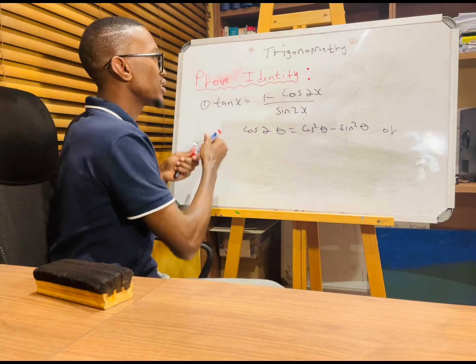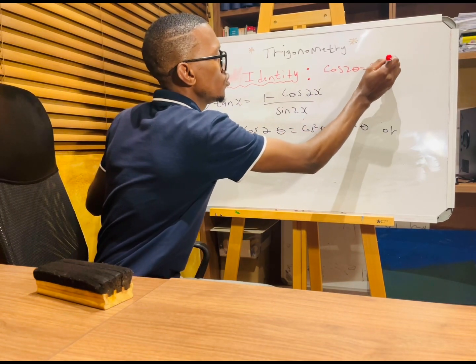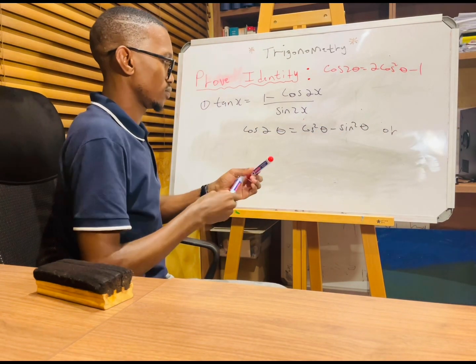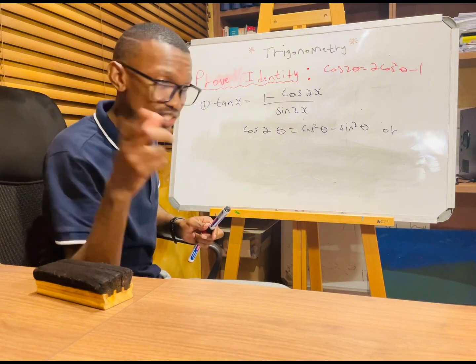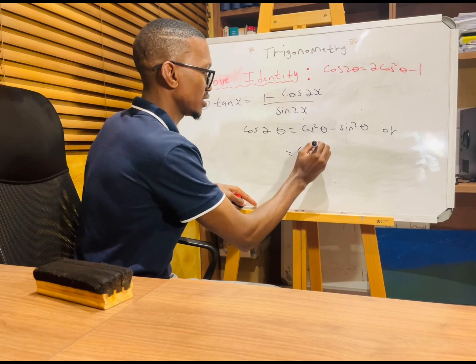I'm going to prove to you that cos 2 theta equals 2 cos squared theta minus 1. Check. I agree you guys know the basics of trig. Check. This one is the same as cos squared theta minus.